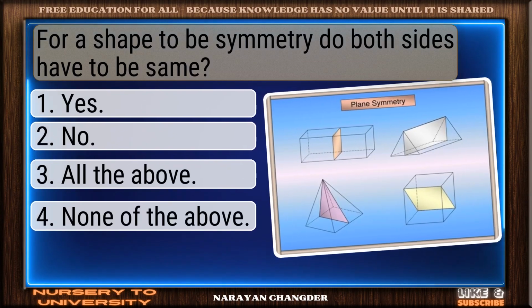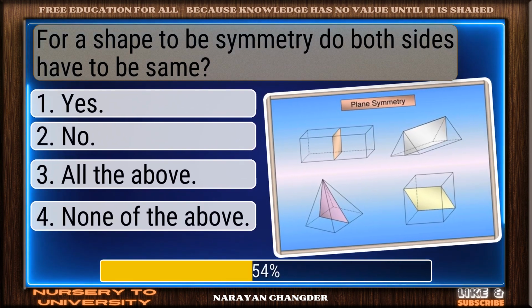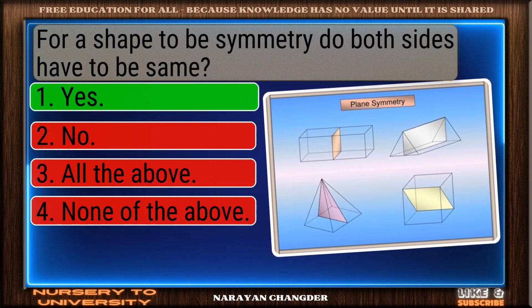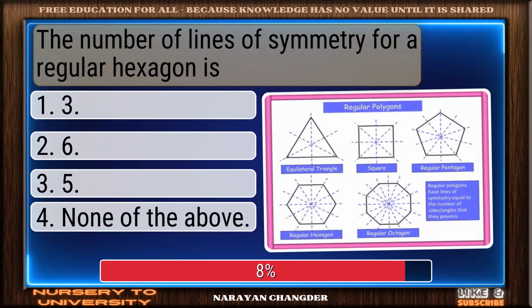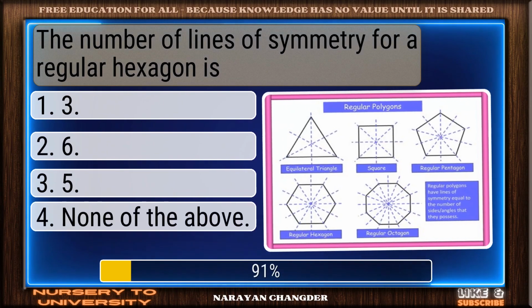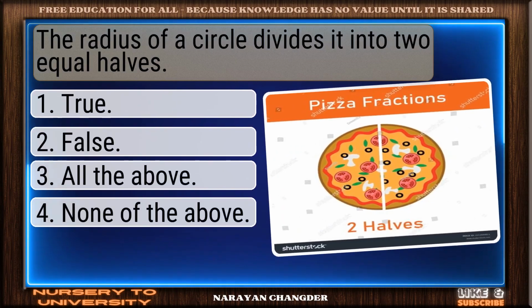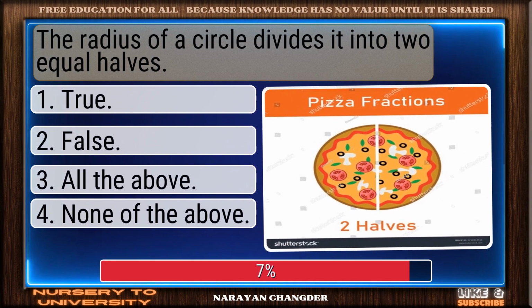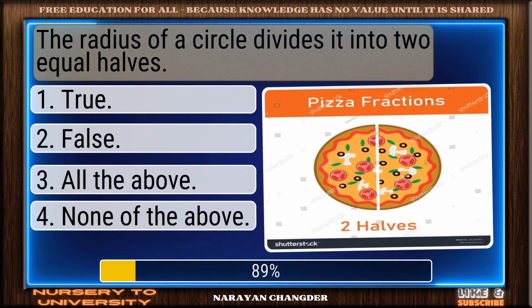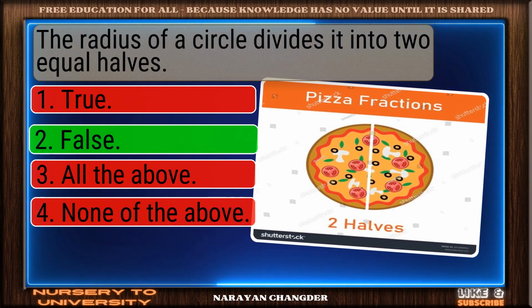For a shape to be symmetrical, do both sides have to be the same? Valid point. Yes is true. The number of lines of symmetry for a regular hexagon is. Well picked. 6 is the correct answer. The radius of a circle divides it into two equal halves. Smart pick. False is the correct choice.